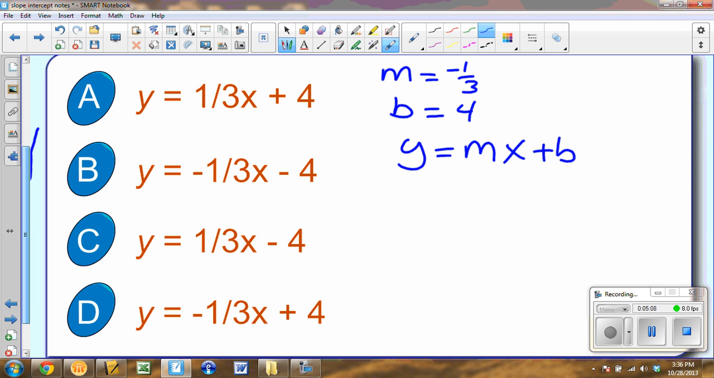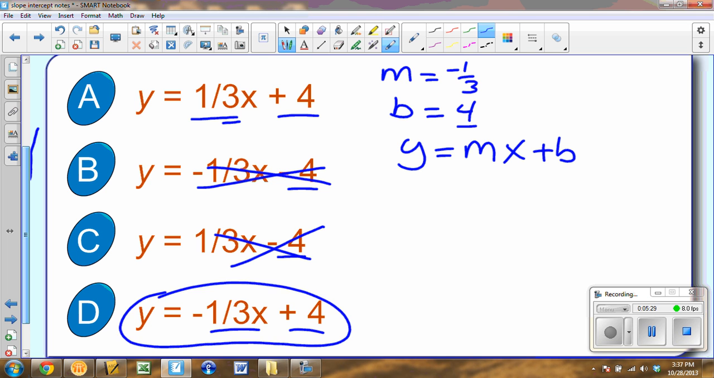Well, this one has an intercept of +4. This has an intercept of -4. This is -4, and this is +4. And we decided it was +4, so I know it can't be either one of those. And it has a slope of -1/3. This has a slope of -1, not -1/3, sorry. This has a slope of +1/3, and this one has a slope of -1/3. So our answer is D.